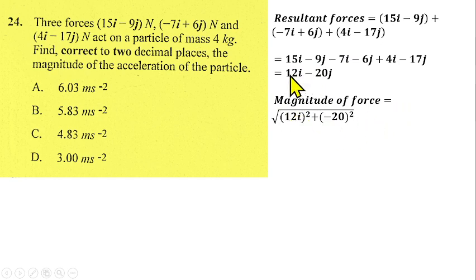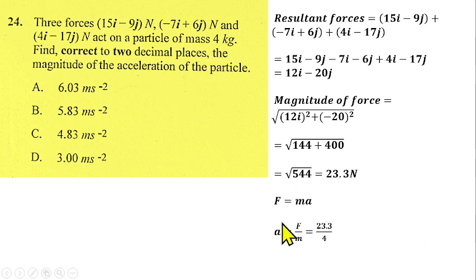That will be the square root of 12i squared plus minus 20j squared. So that should give us 144 plus 400, and that should give us 544, which is 20.3 Newton. Now that we know the force, force is mass times acceleration, so acceleration will be force over mass. That will be 23.3 over 4, and that should give us 5.83 meters per second squared, which is option B.